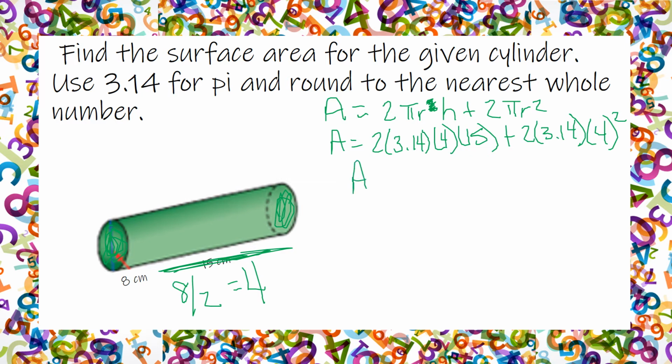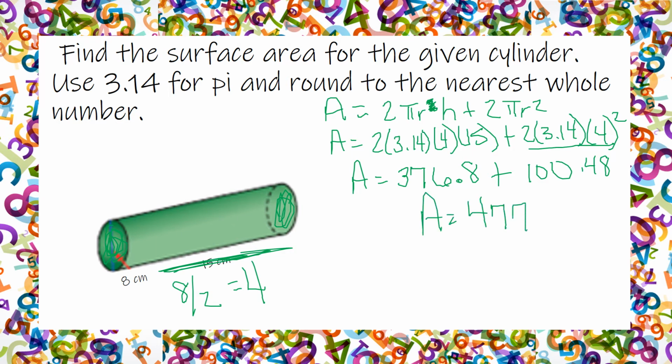So now I'm going to go to my handy dandy calculator and I'm going to multiply 2 times 3.14 times 4 times 15. And I get 376.8. And then I'm going to do this part. So I'm going to do 2 times 3.14 times 4 times 4. And I get 100.48. And now I'm going to add those together. And I do get that the area is 477.28 centimeters squared.